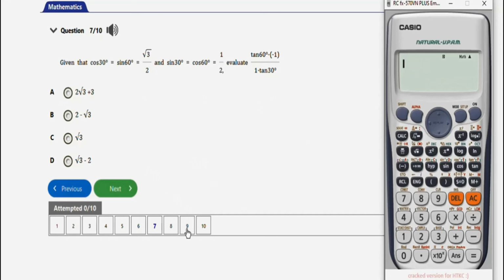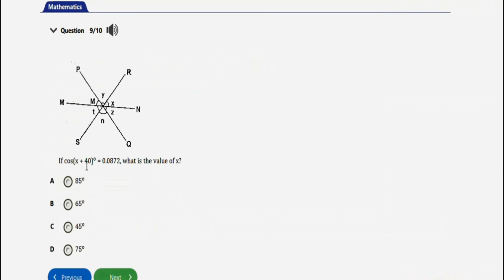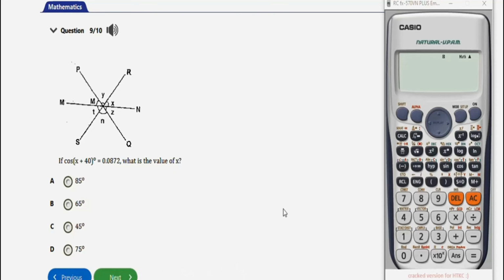Lastly, before I end this video, it will be this question. It says if cos (x plus 40) equals this, what's the value of x? So let's use the calculator and solve this. Very simple. For this question, let's begin with option D and go upward. Let's substitute the value of x when it's 75. So it's going to give us cos, 75 plus 40 will give us 115 degrees. Close the bracket. What's the output?